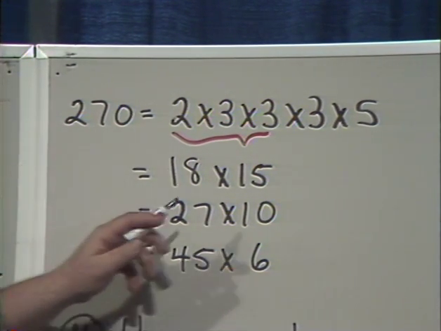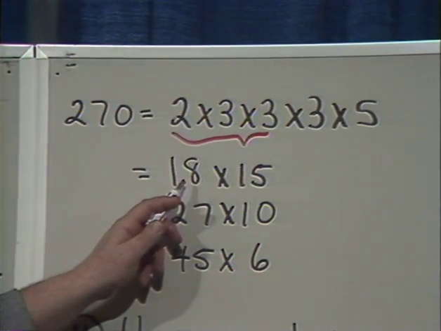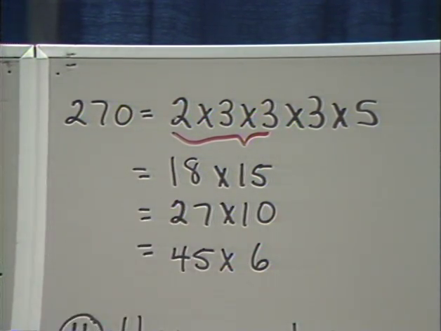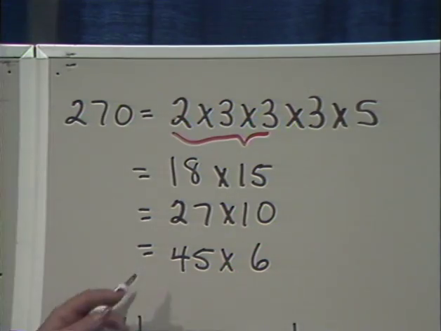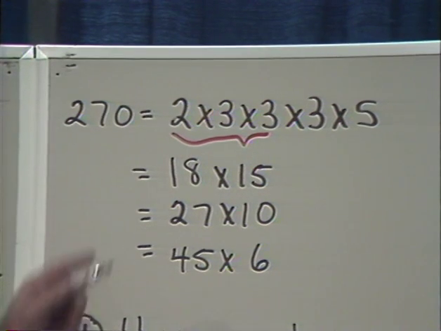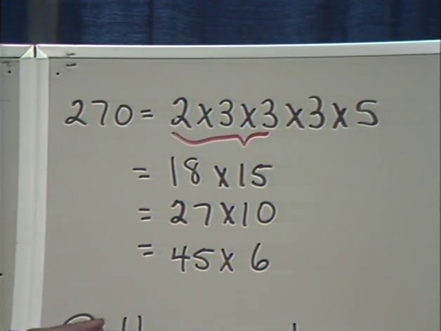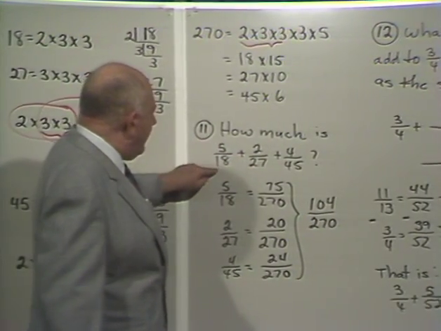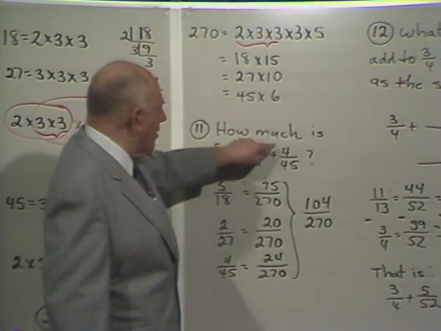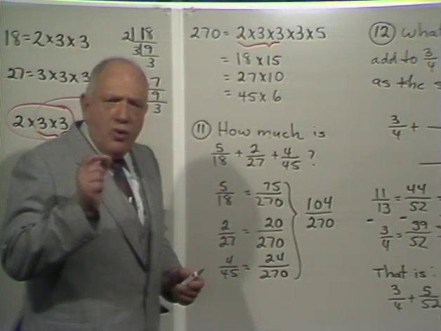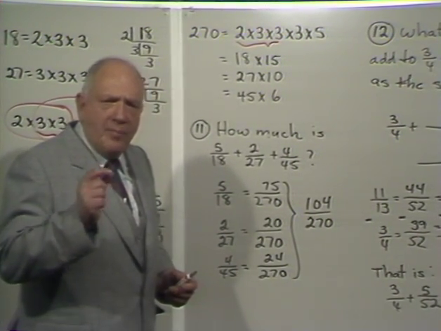In other words, 270 is what? If you were counting by 18ths, it would be the 15th number you came to. If you were counting by 27s, it would be the 10th number you came to. If you were counting by 45s, it would be the 6th number you came to. But look how much easier it is to do the problem this way. So now if somebody were to say to you, how much is 5 18ths plus 2 27ths plus 4 45ths? You do the same thing as before. We always work by addition by knowing how to add 2 numbers at a time.